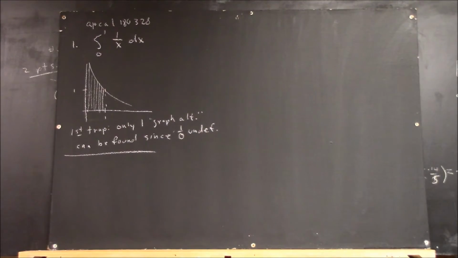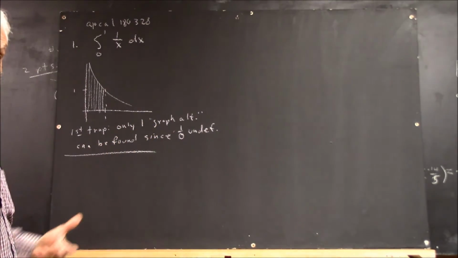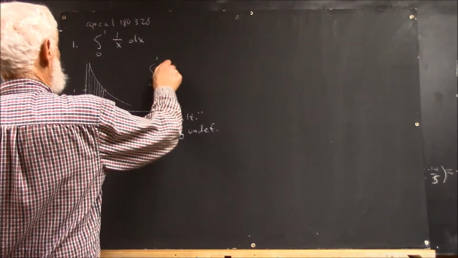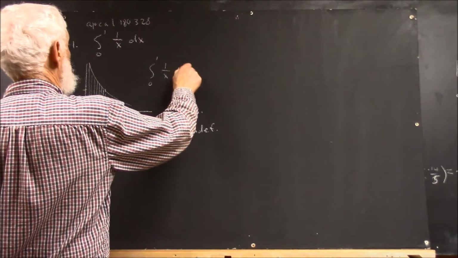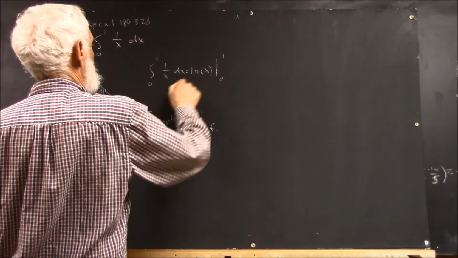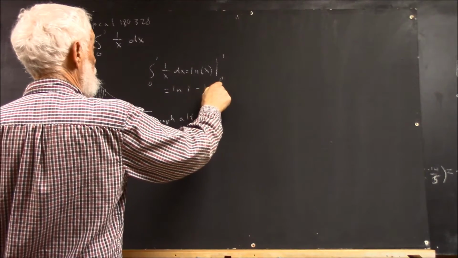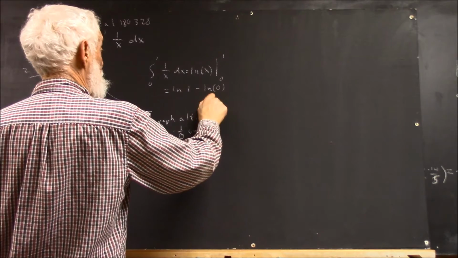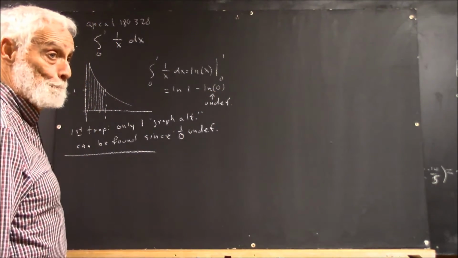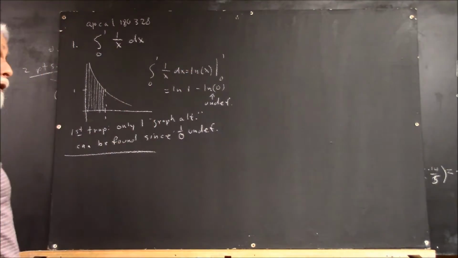Well, we're just dealing with the trapezoidal graph right now to see what we might do. But if you try to take the integral, you run into the same problem. The integral from 0 to 1 of 1 over x dx equals the natural log of x, evaluated between 0 and 1, which would be the natural log of 1, which is 0, minus the natural log of 0, which is undefined. Right? So that doesn't do you any good.